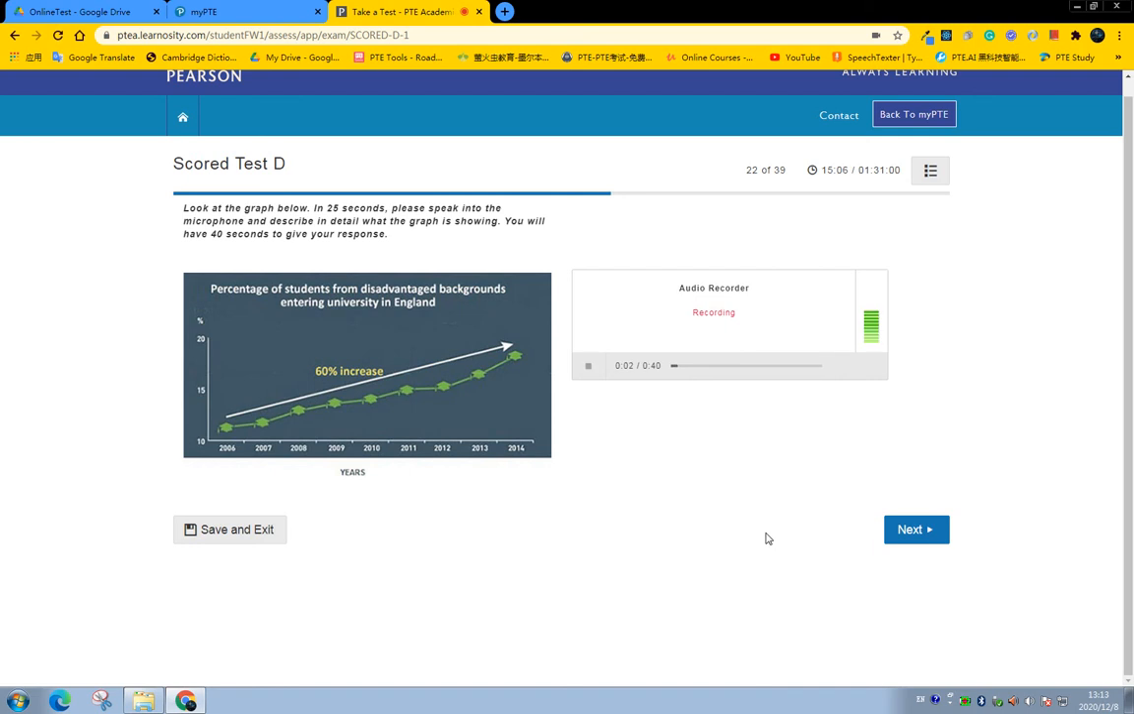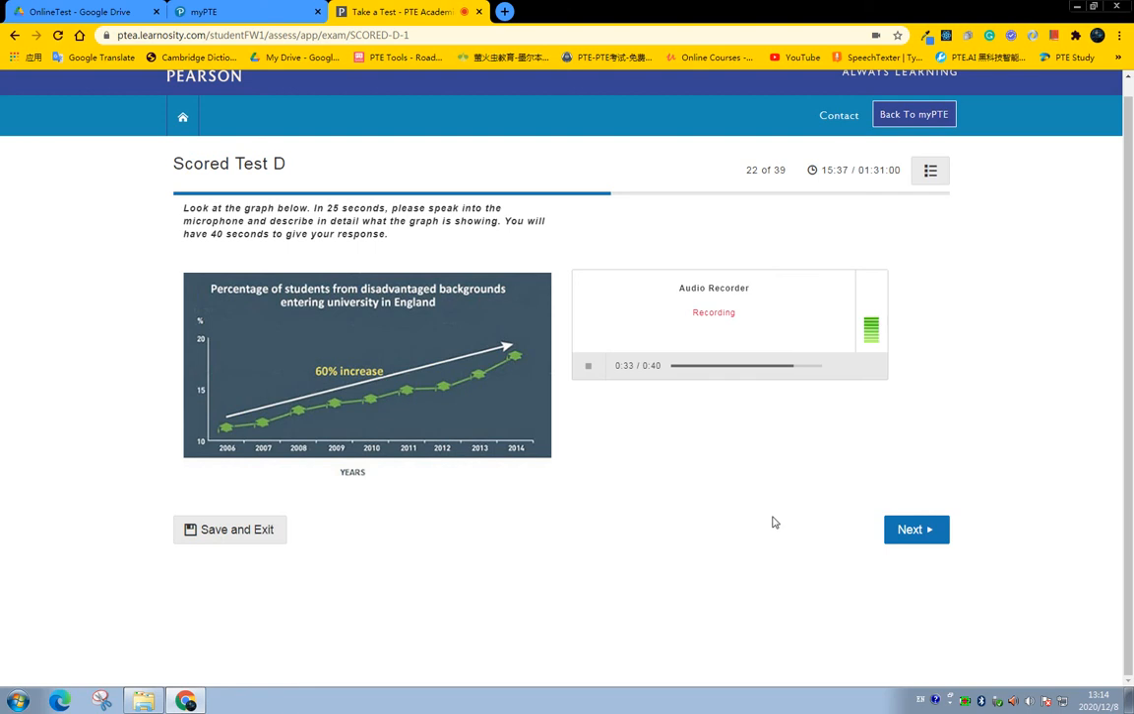The line graph shows information about the percentage of students from disadvantaged backgrounds entering university in England from 2006 to 2014, including 2008, 2009, and 2010. For 2006 and 2007, we can see it increased slightly, which is from 10% to 12%. By contrast, for 2012, 2013, and 2014, we can see it increased rapidly, and the peak value is around 20%.